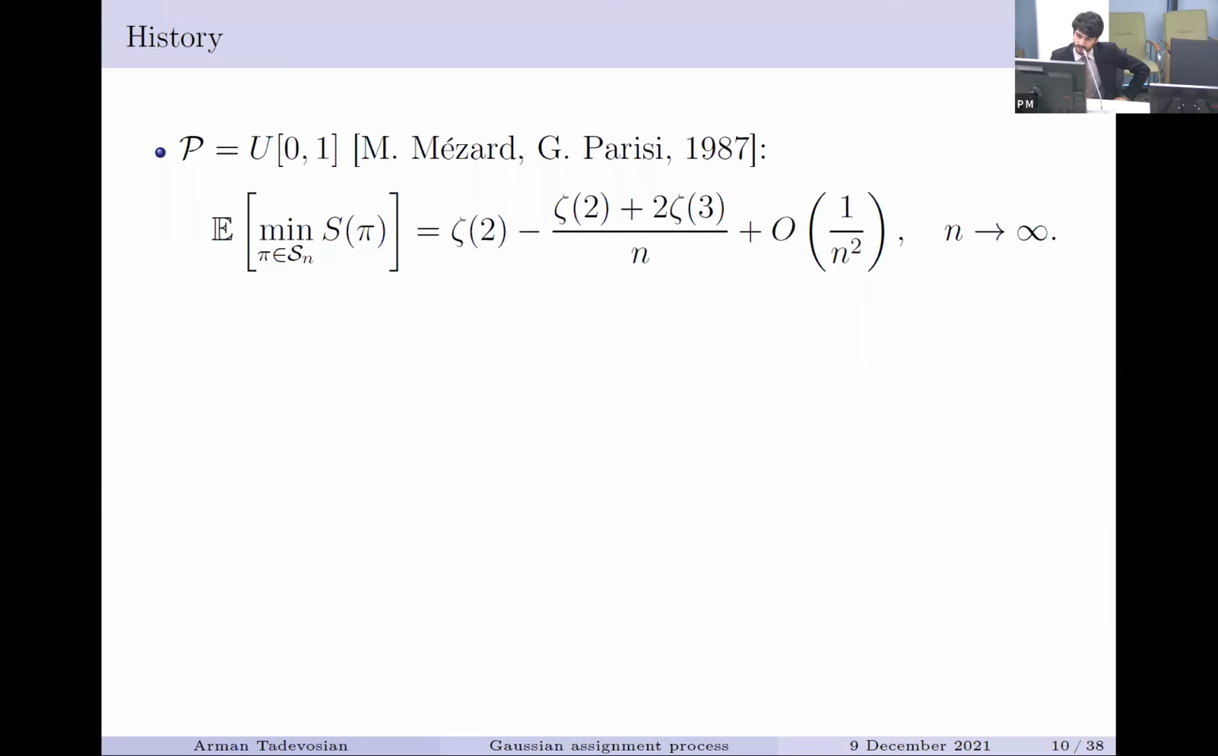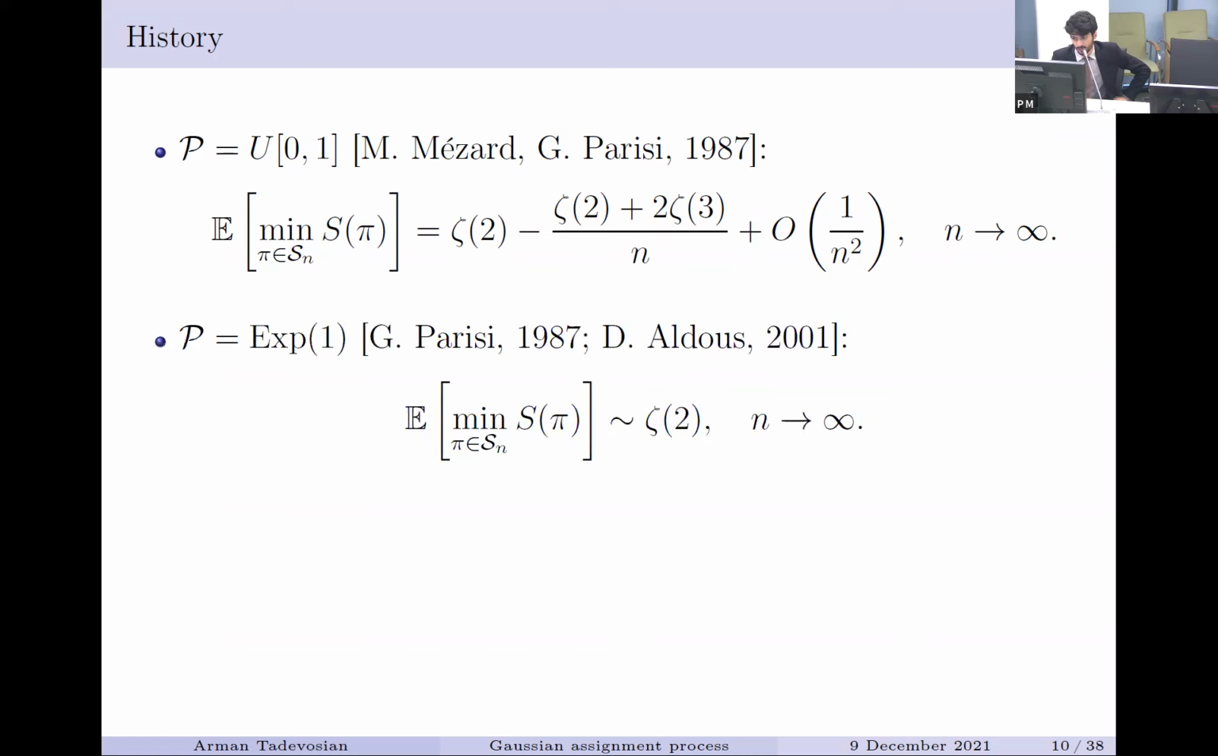In 1987, Mézard and Parisi proved, for the case where the distribution pi is the uniform distribution on the unit interval, that the expectation of the minimum S of pi converges to zeta of 2, where zeta is the Riemann zeta function. In 2001, David Aldous proved that for the standard exponential distribution, the expectation of the minimum S of pi also converges to zeta of 2.